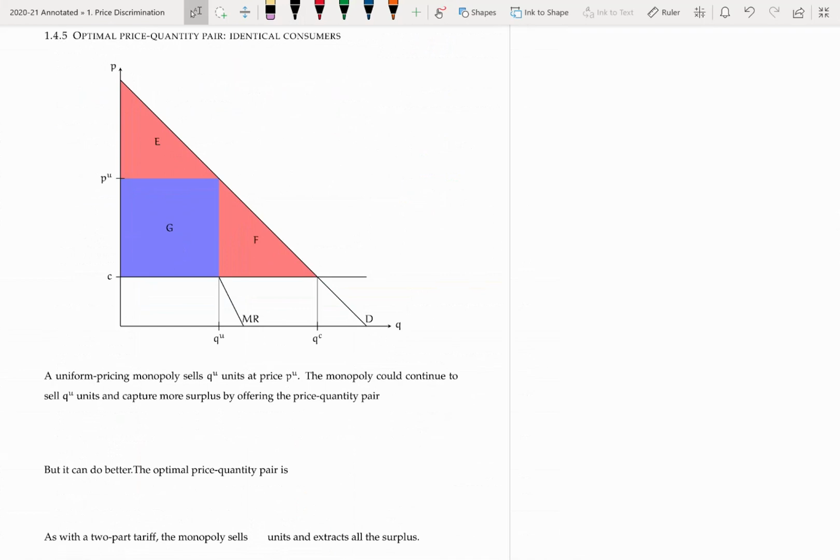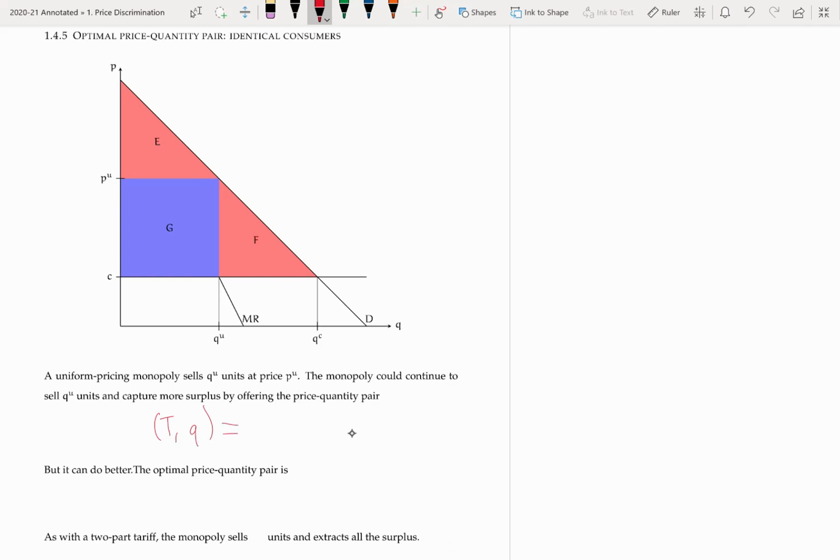Okay, so let's now do the same exercise we did with the two-part tariff. We're going to see what the optimal price quantity pair is if we have just one type of consumer, or just one consumer. So here we have the same diagram to begin with. Let's look at the optimal way to sell this quantity QU. Remember, a uniform pricing monopolist would sell QU and get profit of G. How can they do better? Well, they could use a price quantity pair. So what would the price quantity pair look like? We've got to find the price and the quantity.